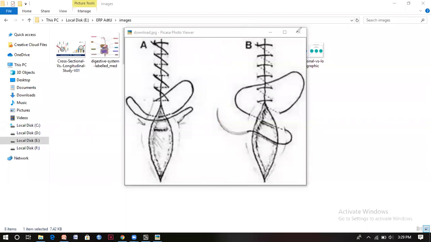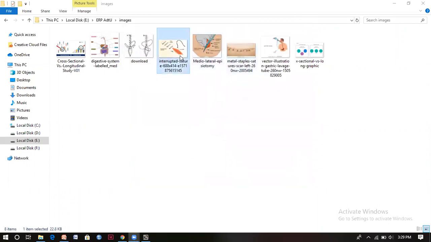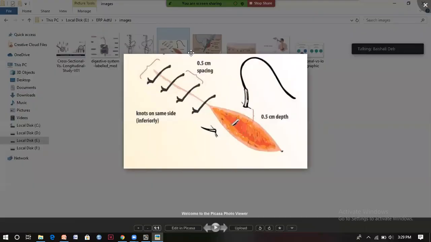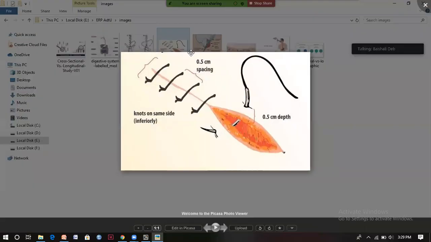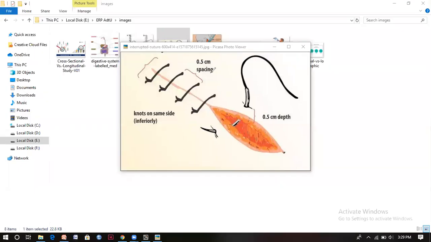So this one was about continuous suture. And then we have interrupted suture. In interrupted suture, you can see this one. We used to hold the wound with thumb forceps or dissecting forceps, and we used to tie a knot individually. All the knots are individual knots or interrupted knots.